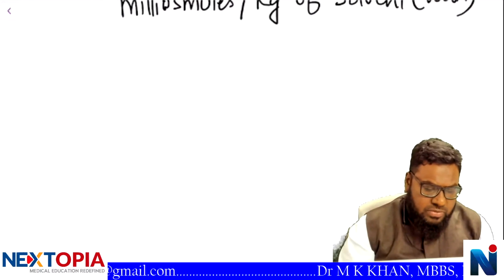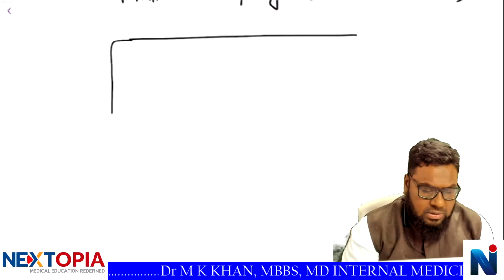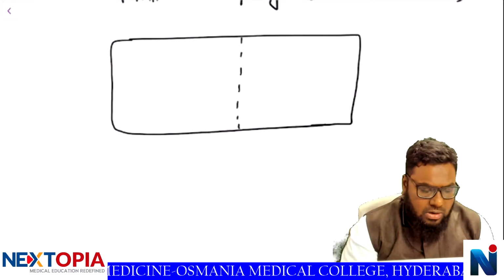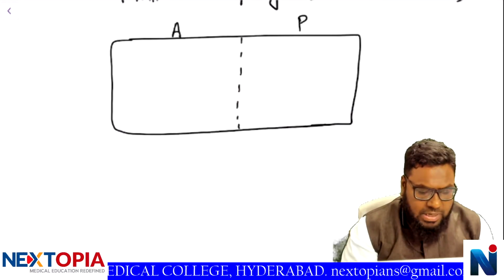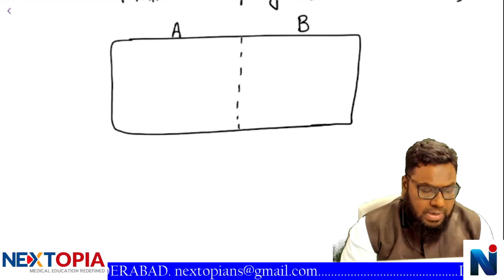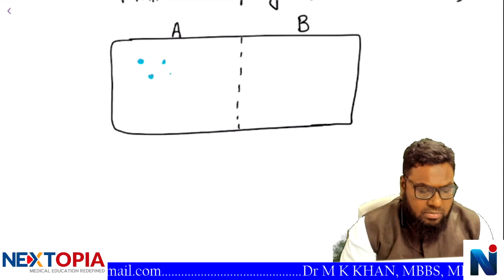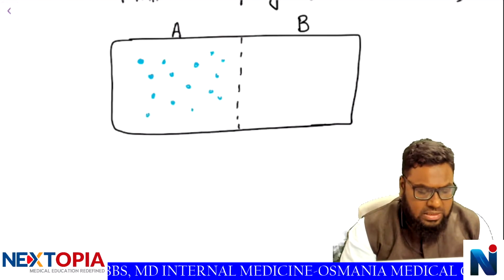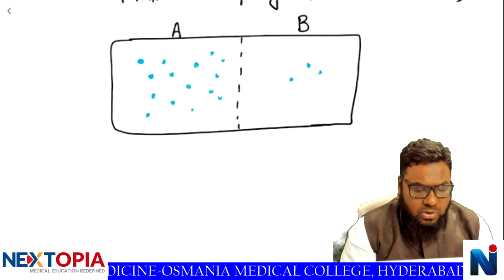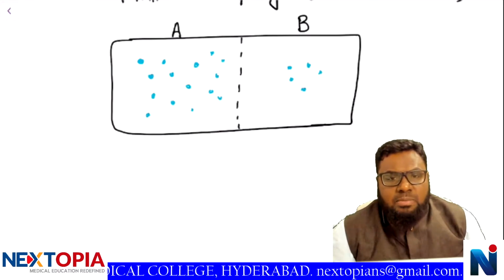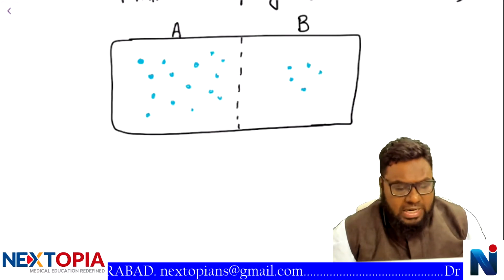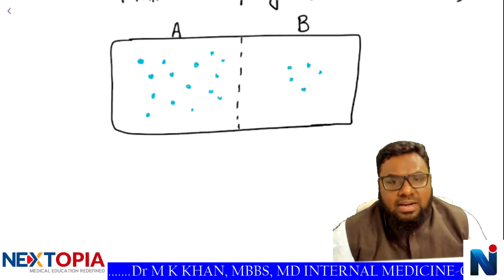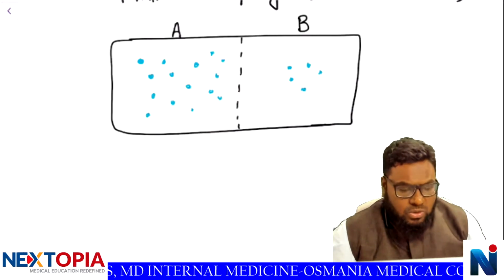All right. Suppose we have a theoretical compartment with a membrane. On one side we have compartment A and on the other, compartment B. Suppose on the compartment A side we have multiple solute particles, and on the compartment B side we have only a few particles. It is the number of particles which is determining. So a greater number of particles on side A gives greater concentration, or greater osmolality or osmolarity, to compartment A.